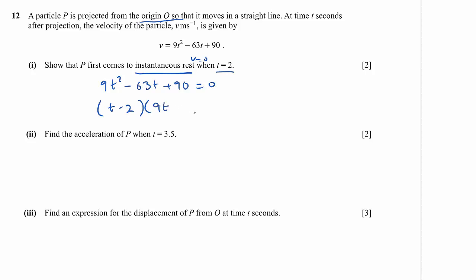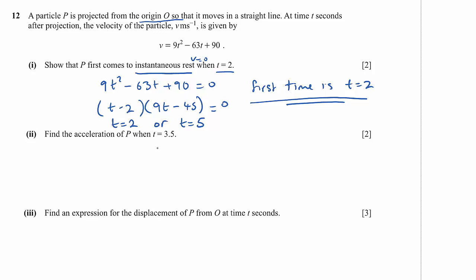So then we'd have 9t take away 45, so that negative 2 times negative 45 gives us the 90, equals 0. Let's just check that that does work. So we'd have negative 45 and then negative 18, which gives us that. And so that's correct. So we get t equals 2, or 9t minus 45, that would give me t equals 5. So the first time is t equals 2.